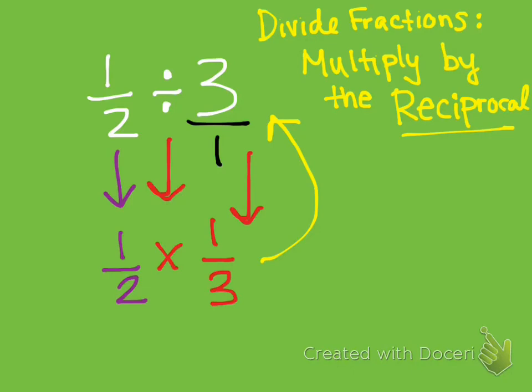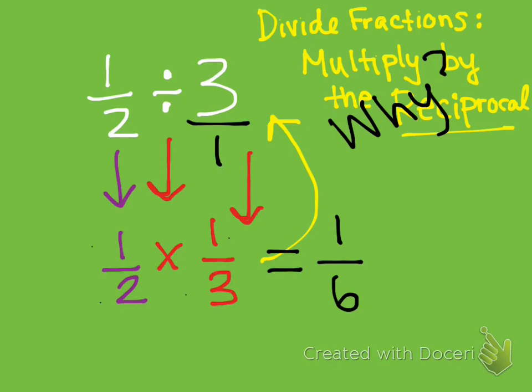Now we just multiply straight across. So 1 times 1, we get 1. And then 2 times 3, we get 6. So our solution is 1/6. But we're going to take a further look into this. We're going to use a picture to describe why this works.